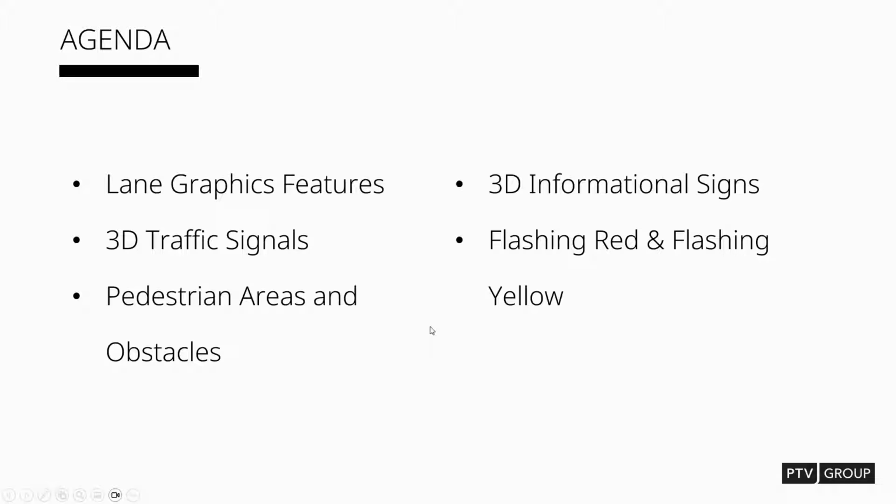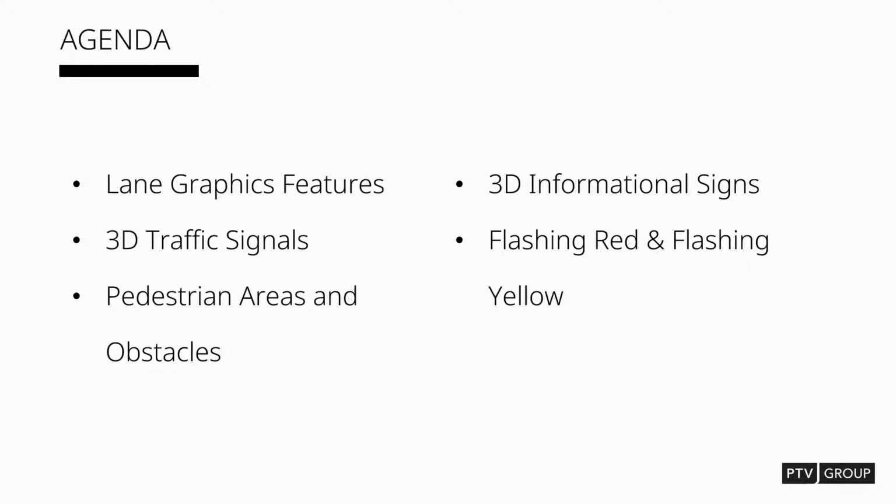To get started, we're going to be talking about a few different things within this next hour, starting with the lane graphic features. There are some new lane graphic features. There are also some old ones, and I just want to highlight all of them to show how we can make our roadways look a little bit better than just gray squares.